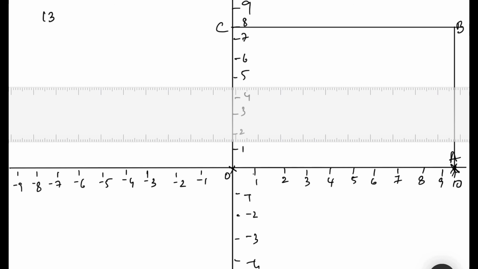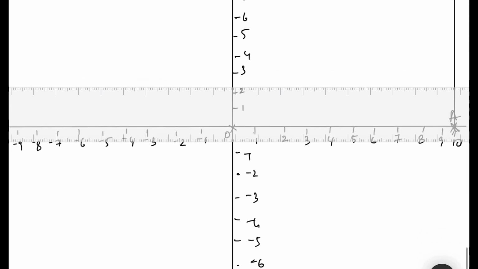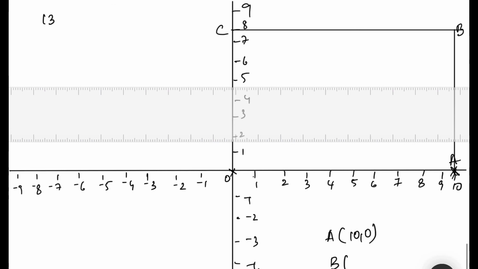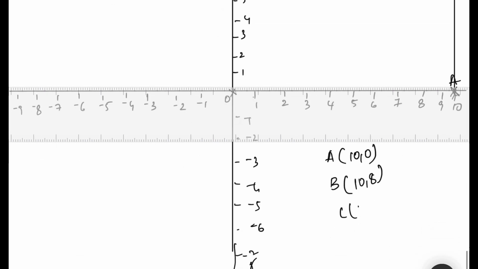Now what do I need? Coordinates, right? So what are the coordinates here? A, clearly you get, is (10, 0), right? And B will be (10, 8), and C is (0, 8). These will be the vertices. Hope it's clear, children. So complete this exercise in your classwork. Thank you, students.